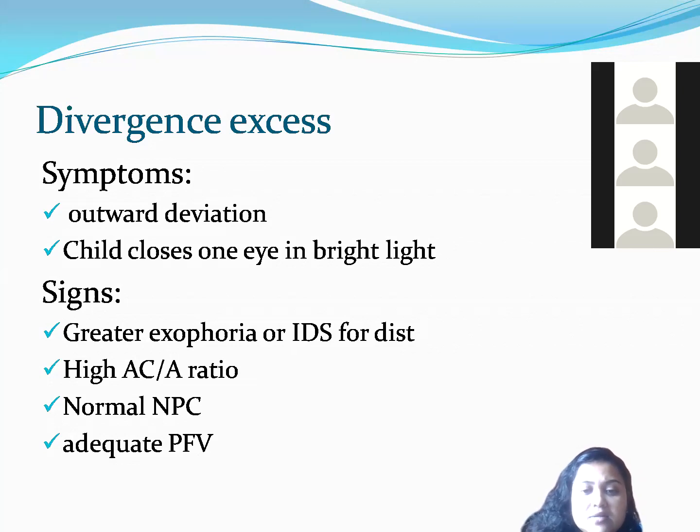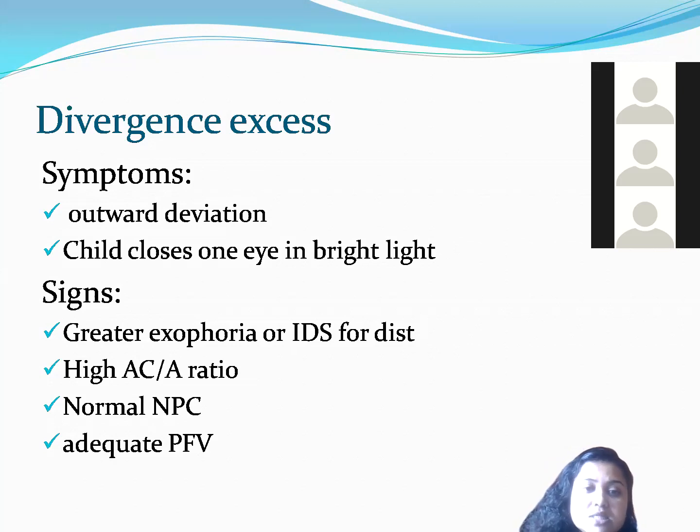For a child, what happens? The child will have a tendency to close one eye in bright light. If there is too much light, the child cannot see properly. He will close one eye and he will feel better. So these are the symptoms in case of divergence excess. Also, the patient will have double vision at distance, because he is diverging too much. That may be the problem. So these are the symptoms.